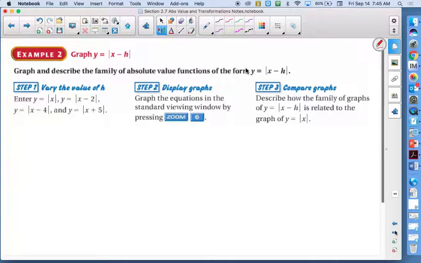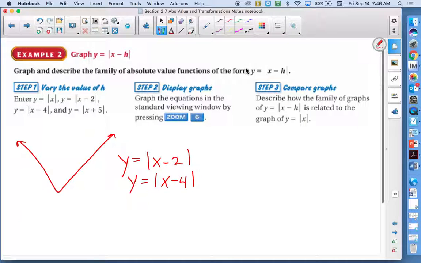The second group of problems had numbers inside the absolute value with x. So this first one here, the regular y equals absolute value of x, that's still a V. But then you were asked to see what happens with it if you have x minus 2, or what happens with it if you have x minus 4. Those look the same because they both have a minus inside. Anybody know what happened to the graph with those two pieces? If it's a minus number, it moves the line to the right. Yeah.